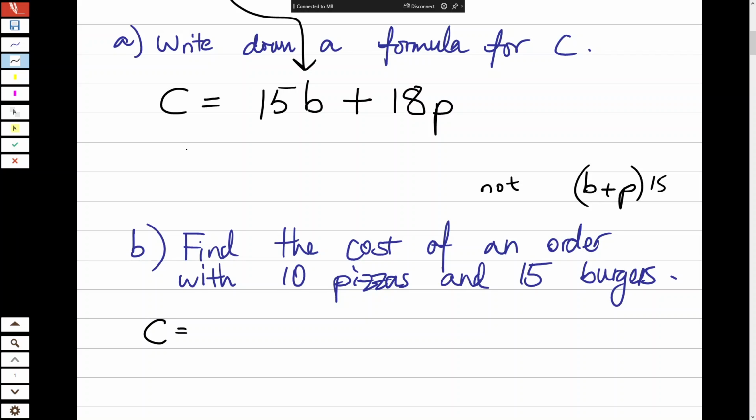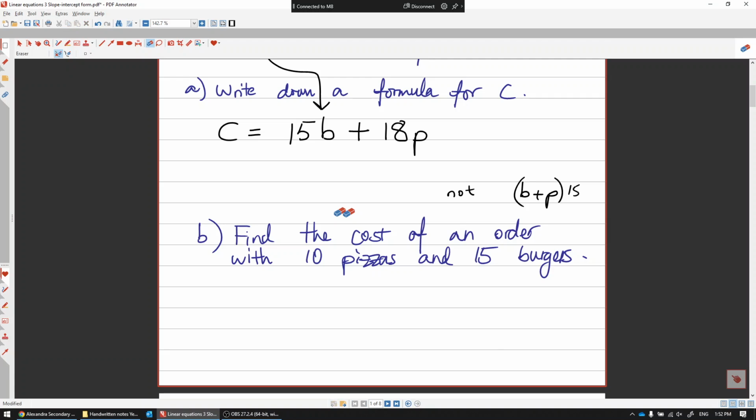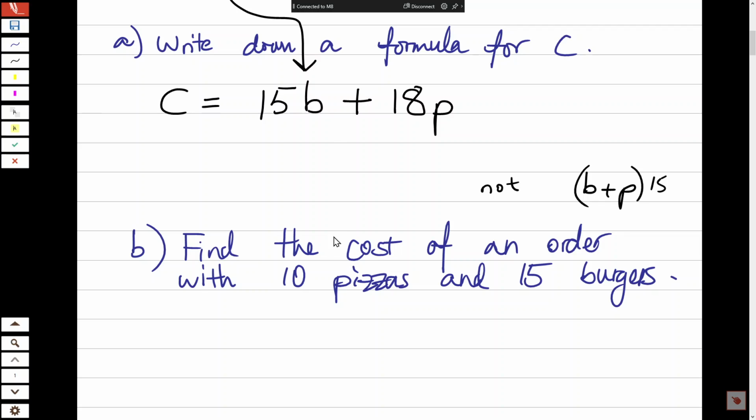Just times 15. Okay, so it would be C equals 15 times 15 plus. Wait, no, 15 plus. What was it? Times 10. All right, I'm sensing that I'm starting to lose some of you.